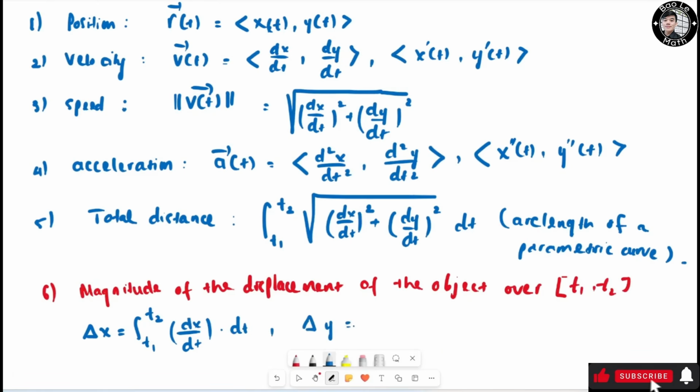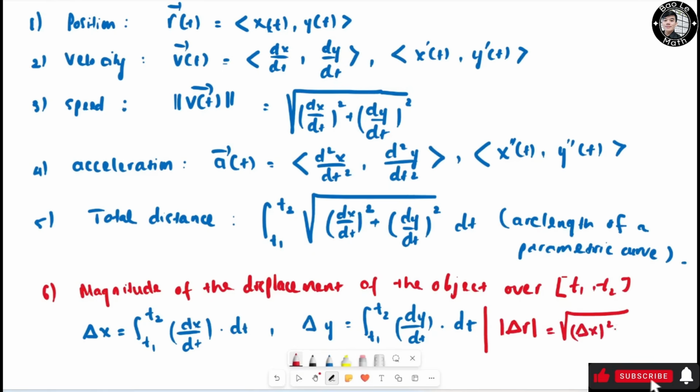Delta y is going to be the integral from t1 to t2 of dy over dt times dt. And the displacement magnitude, the absolute value of delta r, equals the square root of delta x squared plus delta y squared.